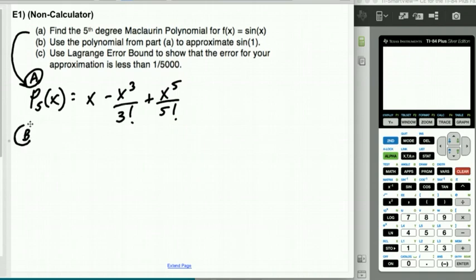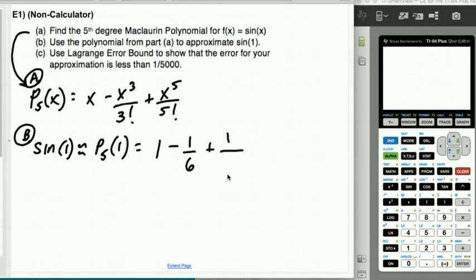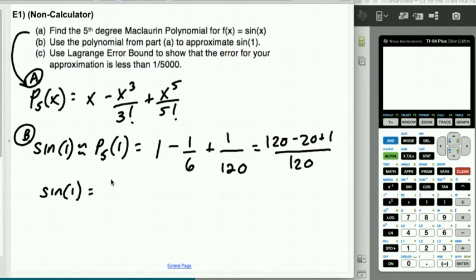For b, I'm going to use that to approximate sine of 1. So sine of 1 is approximately p sub 5 of 1, which is going to be 1 minus 1/6, right, plus 1 over 120, right? That's what 5 factorial should be. If I make everybody over 120, this is 120 minus 20 plus 1 over 120, right? So I'm pretty sure I get that sine of 1 is approximately 101 over 120. Oh, sorry, that should be approximate, my bad.